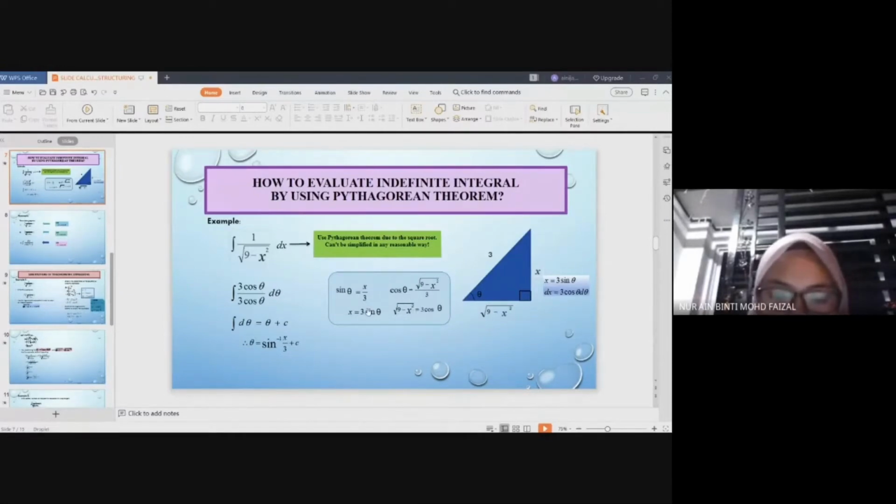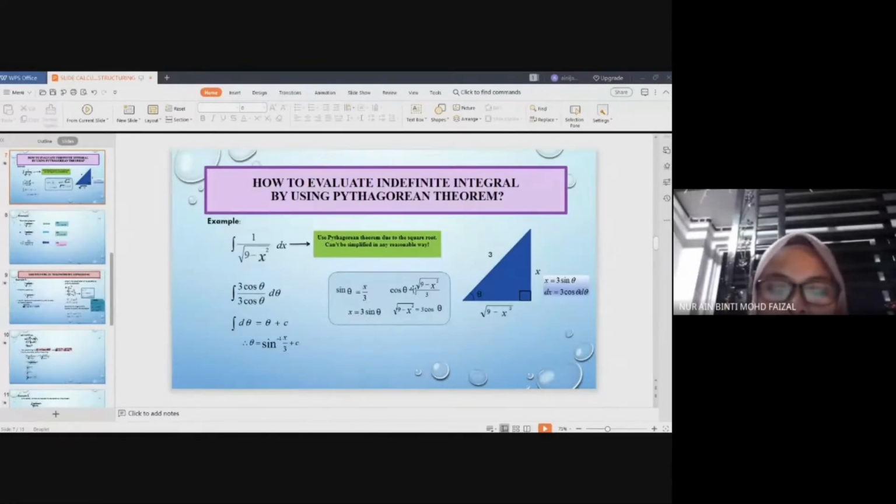Then what is the value of sine theta and cosine theta if we put theta at this corner? If you put sine theta right over here, you will get x over 3, because sine is opposite over hypotenuse, which is x over 3. And from sine theta equals x over 3, you will get the value of x, which is 3 sine theta.